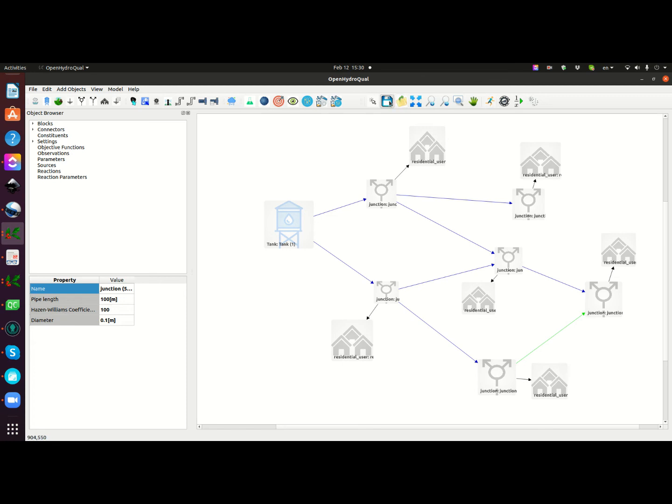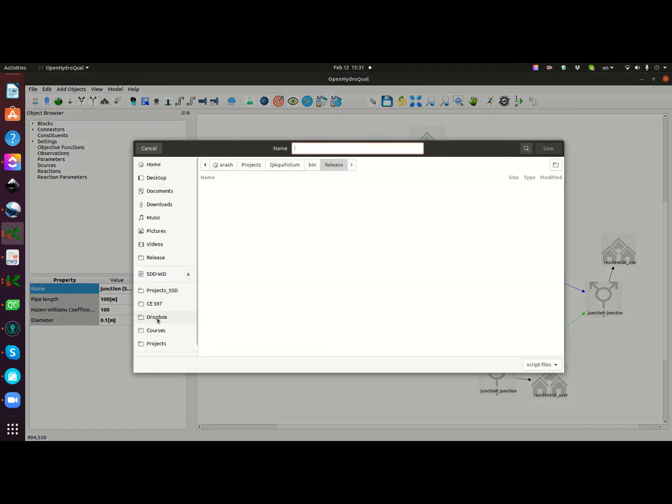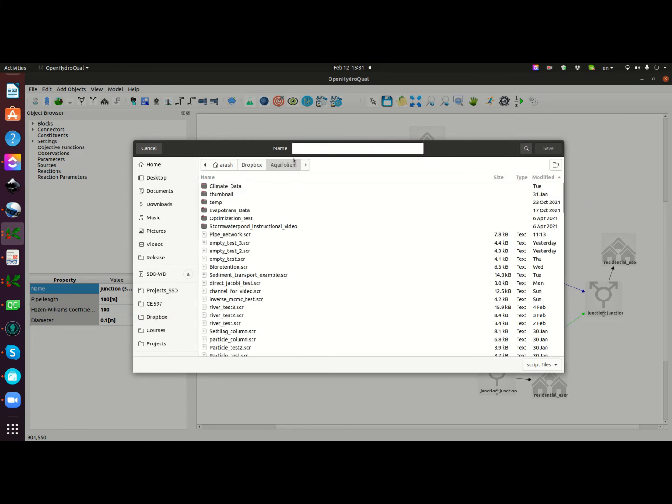Now let me save the model. So I'm going to click save, and then I'm going to save it in this folder, and I'm going to say pipe network tutorial.